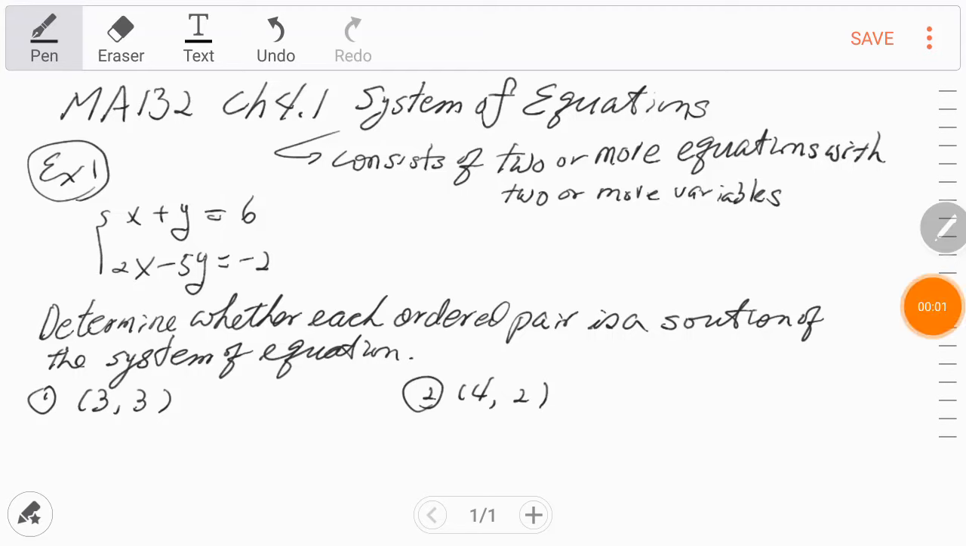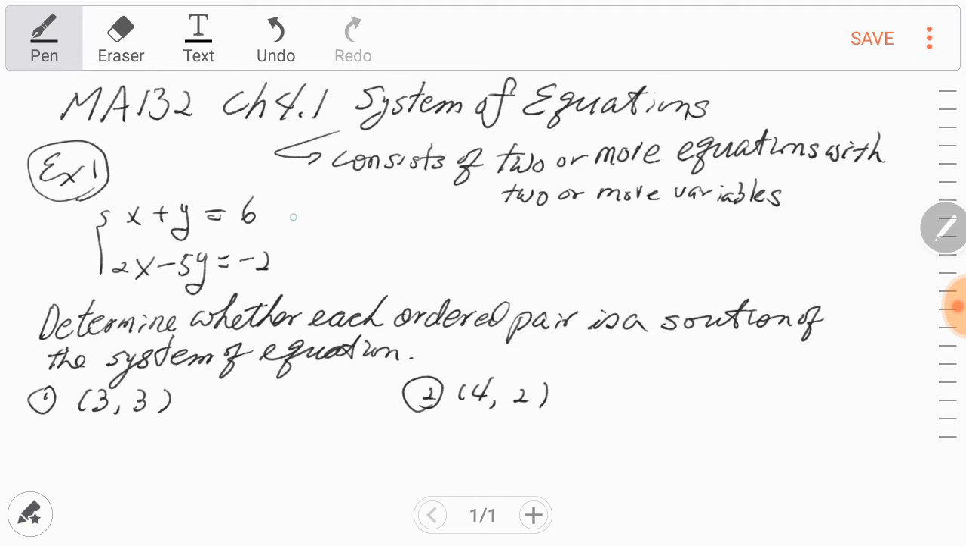Okay, chapter 4 is about systems of equations. In this section, we will learn how to solve systems of equations. A system of equations has two or more equations, and each equation has two or more variables as well. So here is example one.